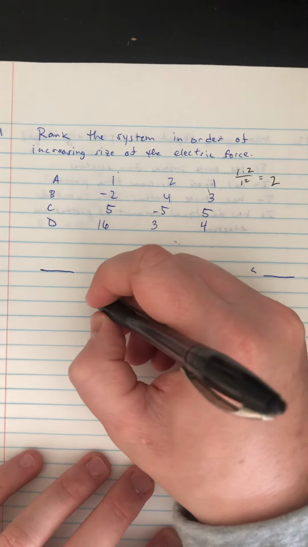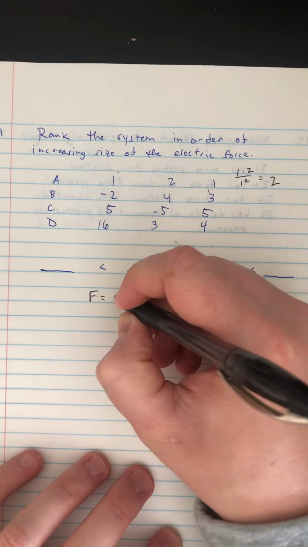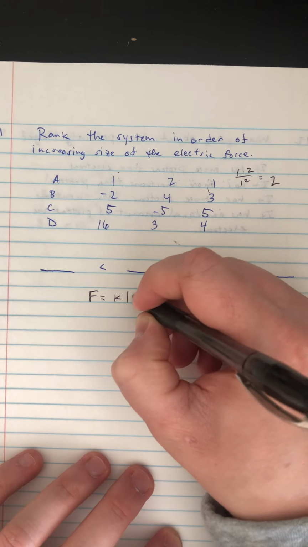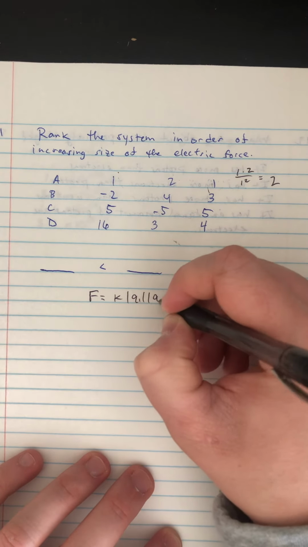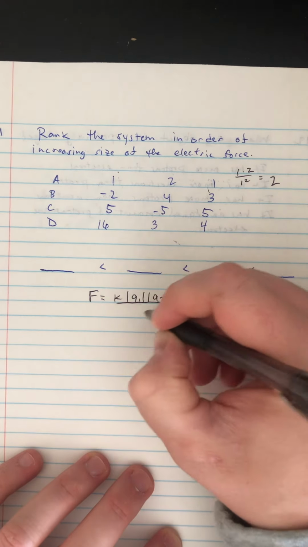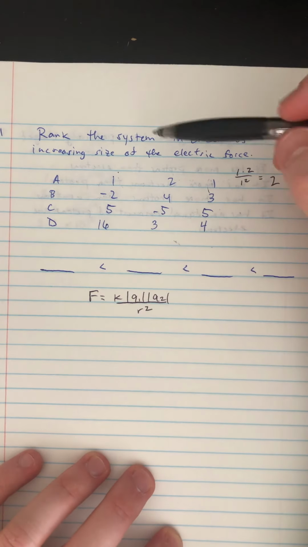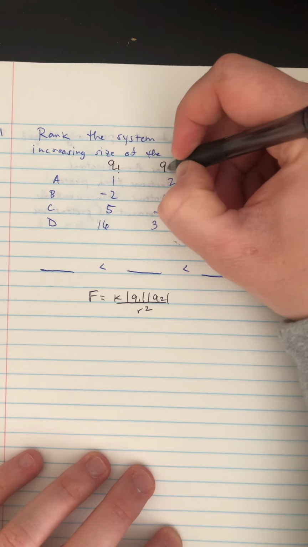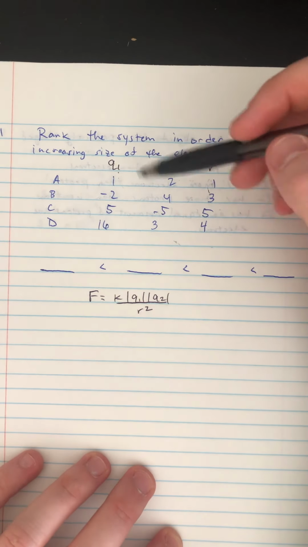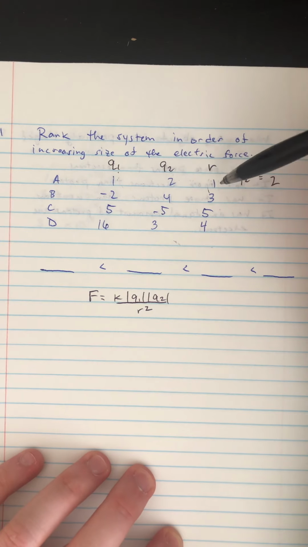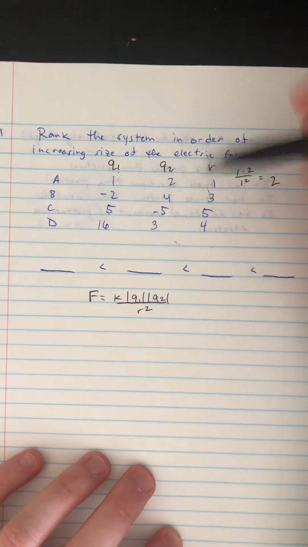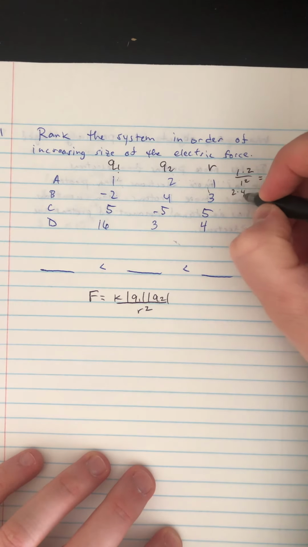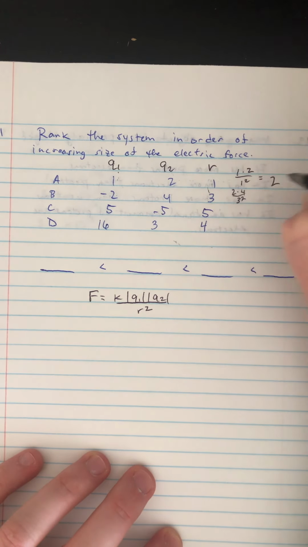And if you look at the equation for Coulomb's law, it's absolute value signs anyway. It's F equals K times the absolute value of Q1 times the absolute value of Q2 divided by R squared. So what we want to do here is this column is Q1, this column is Q2, this one is R. So we want to take column 1 times column 2 divided by column 3 squared. So 2 times 4 divided by 3 squared. That'll give me 8/9.